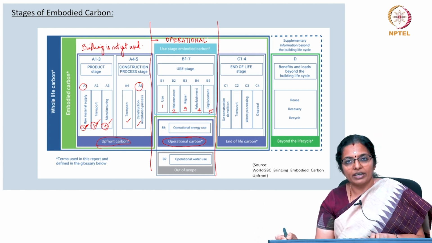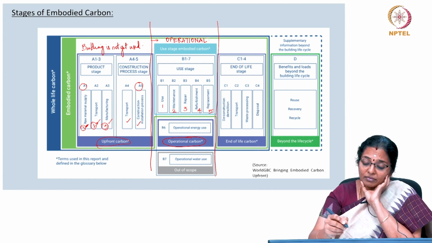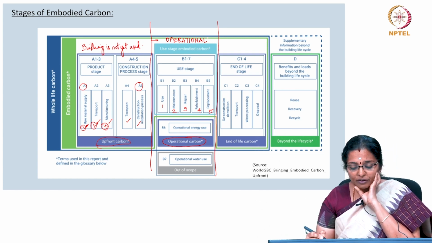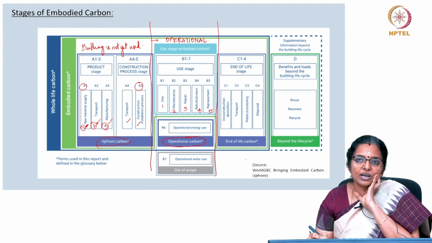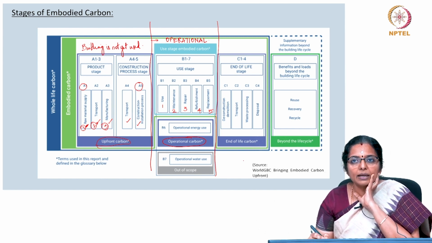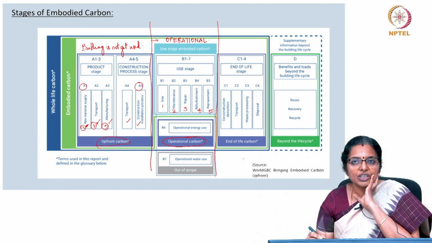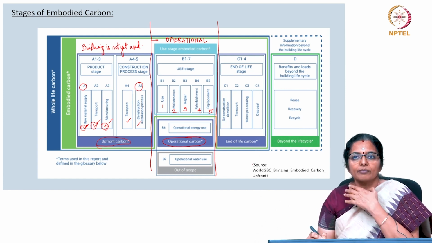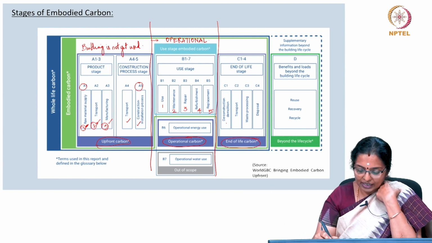A mixie will have an embodied energy from A1 to A5. It will have operational energy from B1 to B5. Then you have what is called end of life carbon, the carbon emissions associated with deconstruction and demolition. So, deconstruction, demolition.